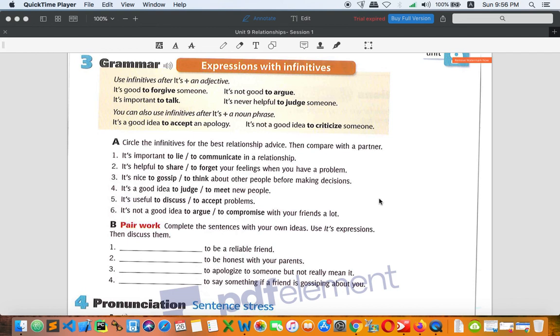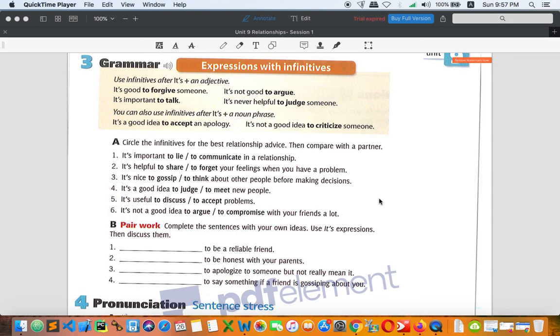Last one, number six. It's not a good idea to argue or to compromise with your friends a lot. Yeah, I think the answer we know exactly. The answer is to argue. We should not have different ideas with our friends, not only friends but also family, boyfriend or girlfriends, right? So the answer is to argue.